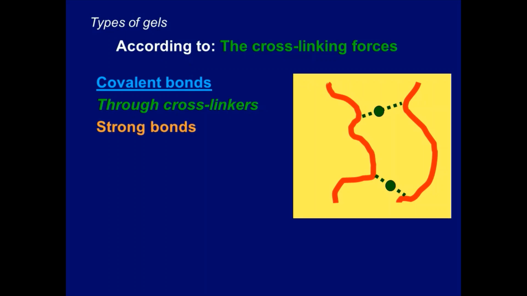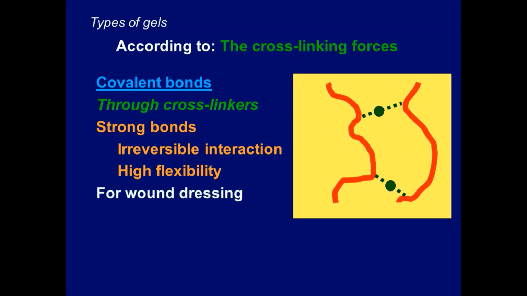This covalent bond is strong, so the formed gel is irreversible and with high flexibility. This type of gels is used for wound dressing and soft contact lenses. And soft contact lenses are a very good example of this type of gels.